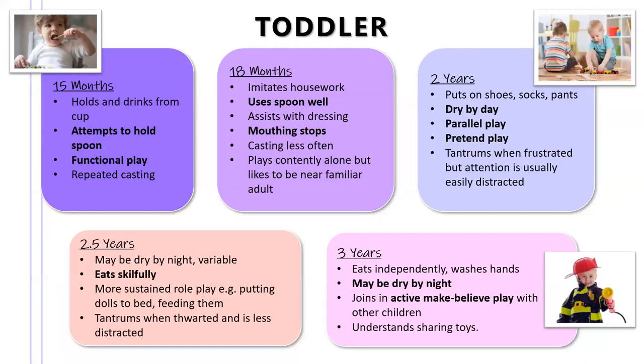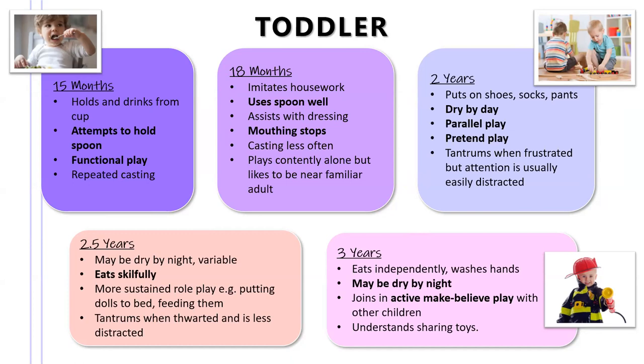Okay, in toddlers, at 15 months, they attempt to hold the spoon and they also have functional play. Functional play can be defined as playing with toys or objects according to their intended function. For example, they push a toy car on the floor, and roll a ball on the floor. This is important as the child will discover how things work together. They also have repeated casting at 15 months.